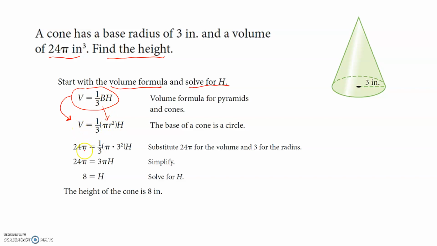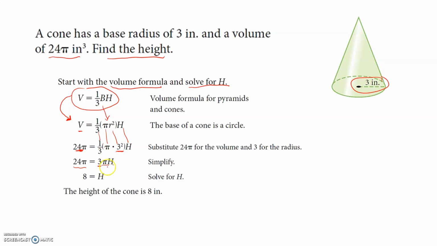The volume is 24 pi, so this gets replaced with 24 pi. The 1/3 stays 1/3, the pi stays pi. The radius they told me over here is 3, and I have to find the height. So now what did they do? They left the 24 pi. They made this be a 9. 9 times 1/3 would be the 3, so there's 3 pi times h.